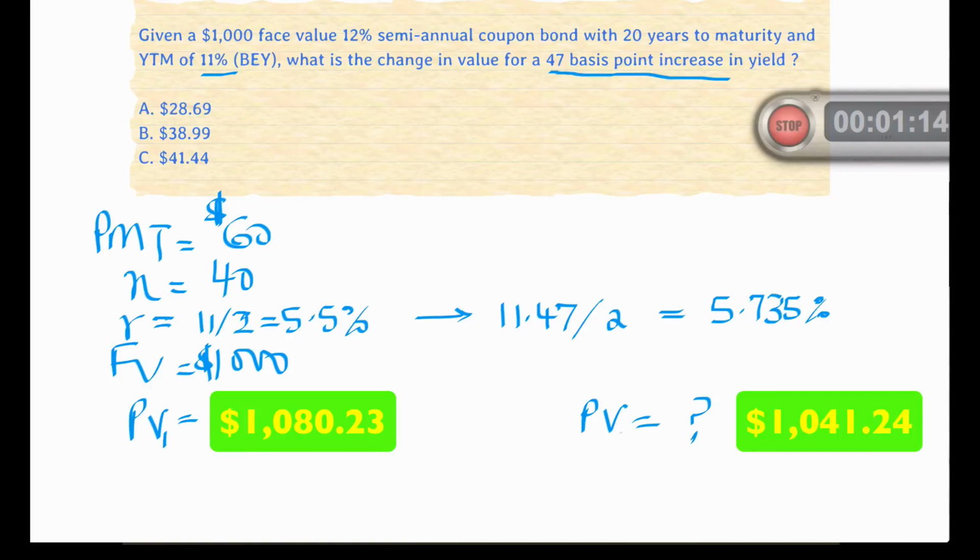Now remember, because the yield has gone up, the price has gone down, and the difference will be a negative number. In fact, it's minus $38.99, and B is the correct answer.